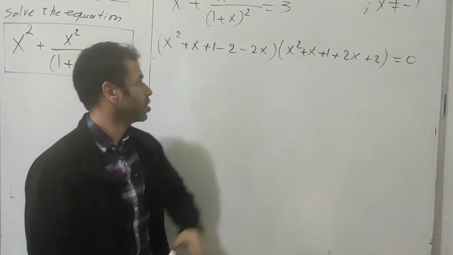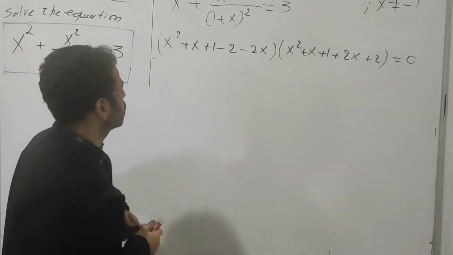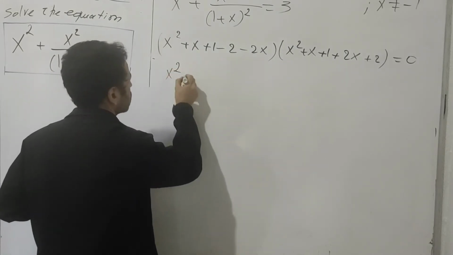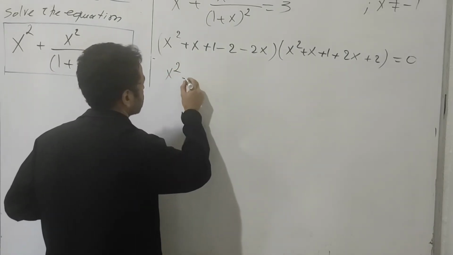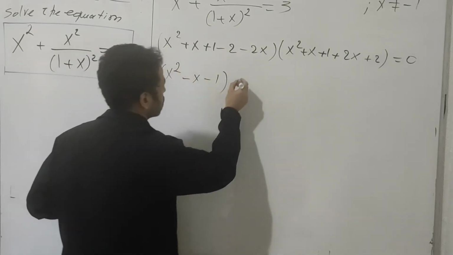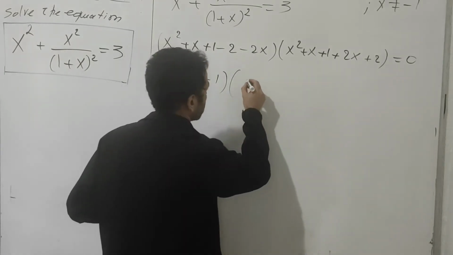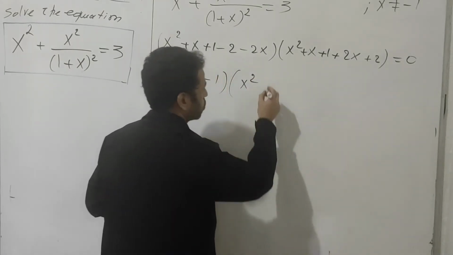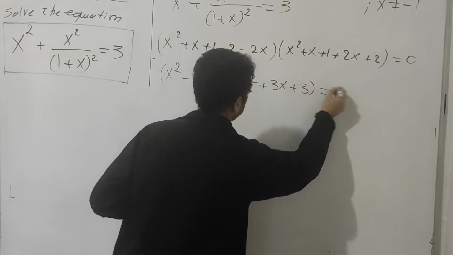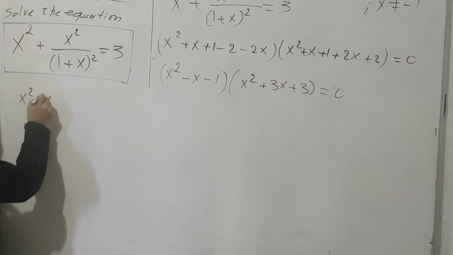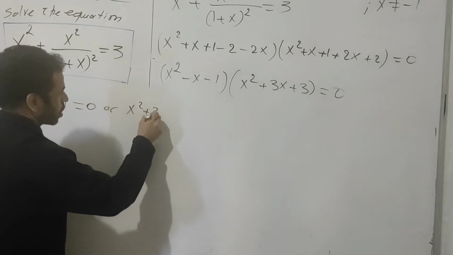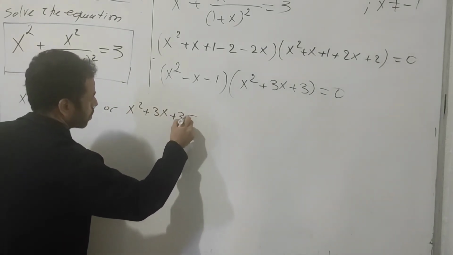Previously we had this expression, so I'm going to simplify this expression. So I will have x squared plus x minus 2x, giving us minus x, minus 2 plus 1 giving us minus 1. For the second term, I will have x squared, x plus 2x, which is 3x, plus 1 plus 2 giving us plus 3 equals 0. I have x squared minus x minus 1 equals 0, or x squared plus 3x plus 3 equals 0.